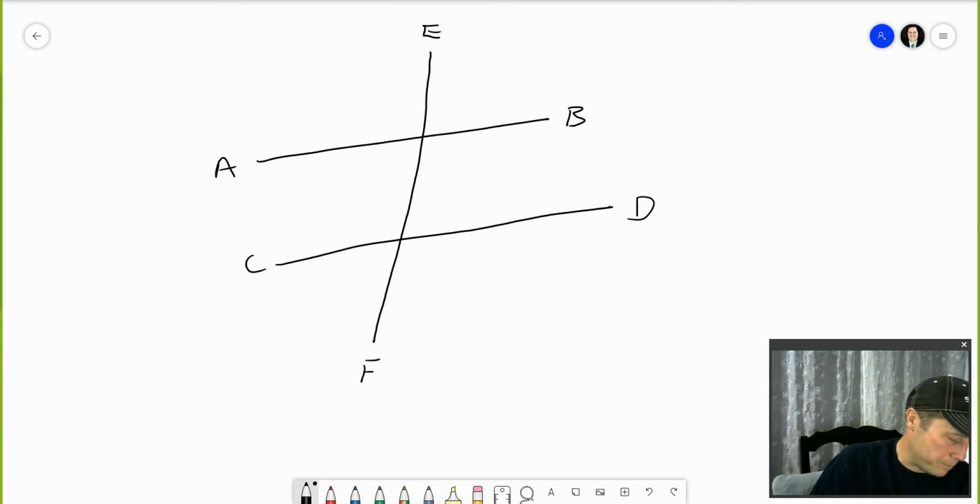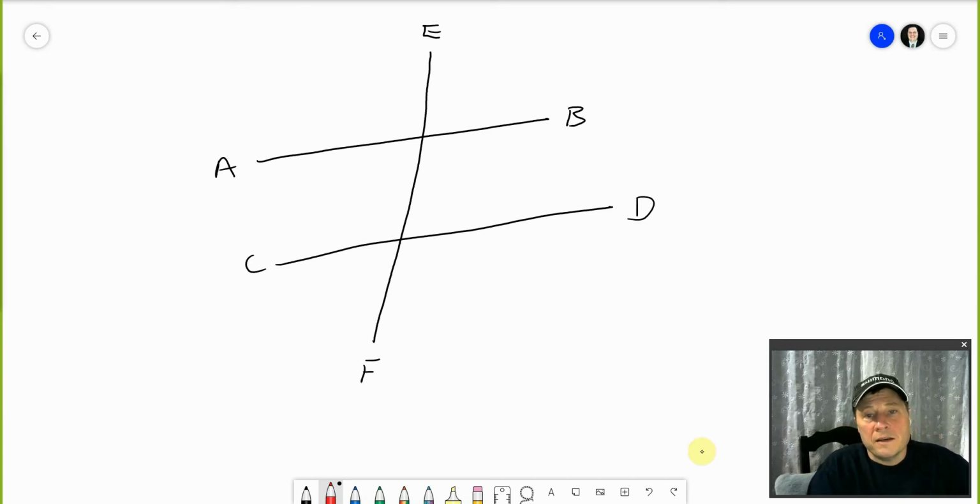All right, principle 2 states, if 2 parallel lines are intersected by a transversal, the alternate interior angles are equal. So we remember what the alternate interior angles are, right? Alternate interior angles are angles that have different vertices, but they're also on opposite sides of the transversal.